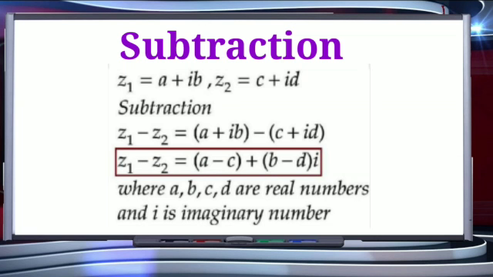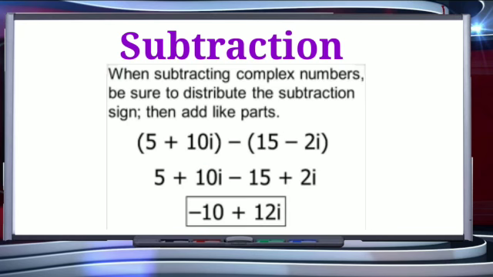Next is the subtraction. Suppose we have two complex numbers z1 and z2 given by a plus iota b and c plus iota d. So their subtraction, that is z1 minus z2, will be given by a minus c in one bracket and b minus d iota in the other bracket. That means we are subtracting the like terms at a time. So let us understand the same with the help of an example.